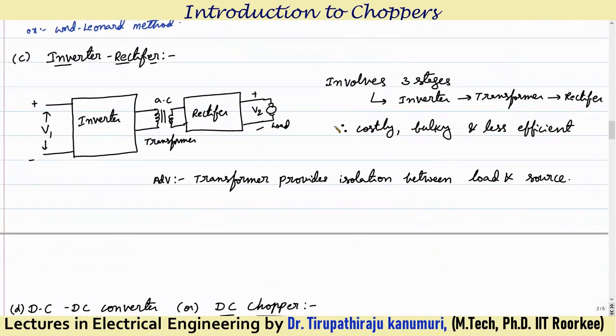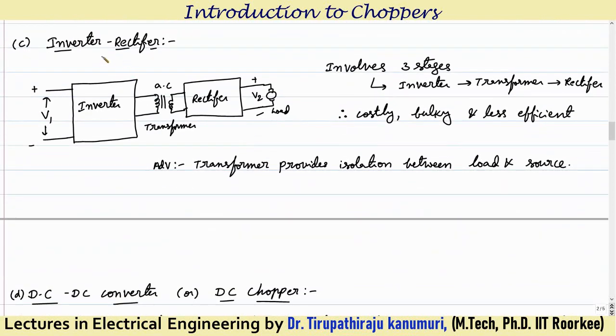The third method is using an inverter followed by a rectifier, because we have a device in alternating current, that is the transformer. Using a transformer, I can flexibly control my output voltage. You can step up or step down.